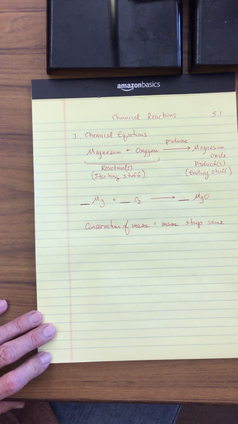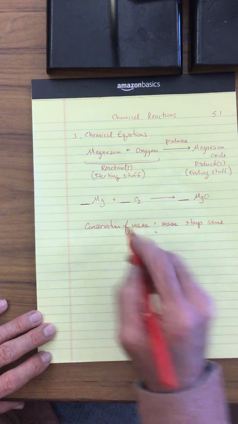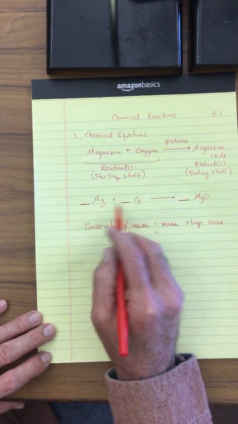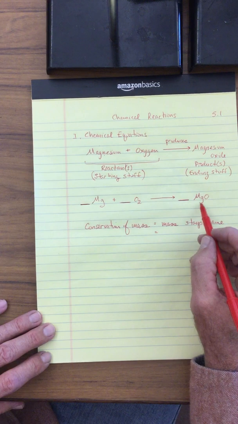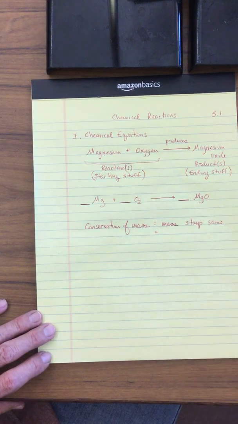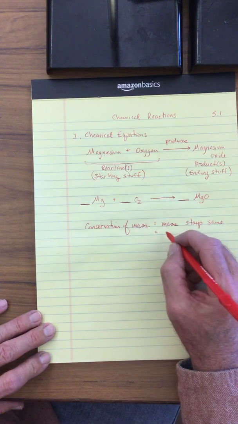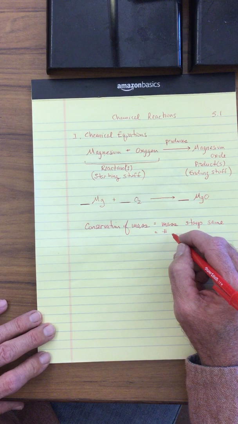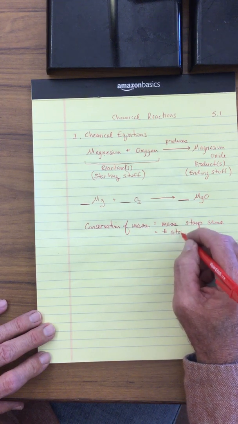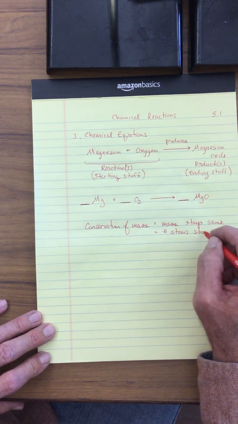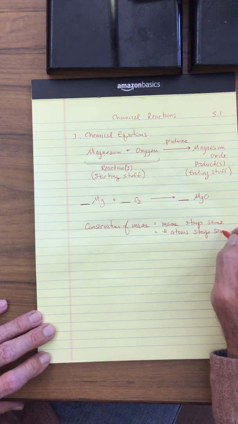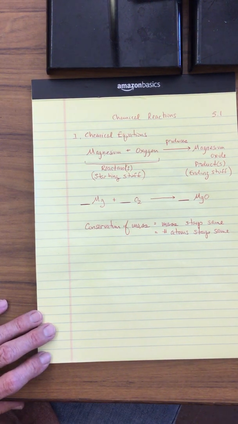And if the mass stays the same, that means the number of atoms that I have on the left-hand side of the equation should be equal to the number of atoms that I have on the right-hand side of the equation. I can't lose or gain atoms in this chemical reaction. Conservation of mass says that the mass must stay the same, so the number of atoms must stay the same as well.